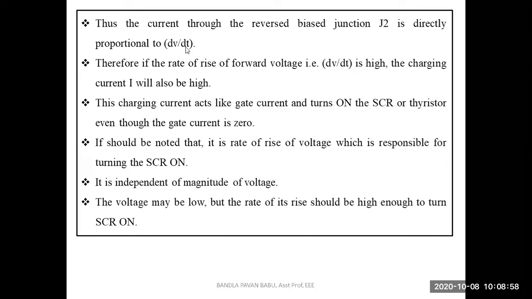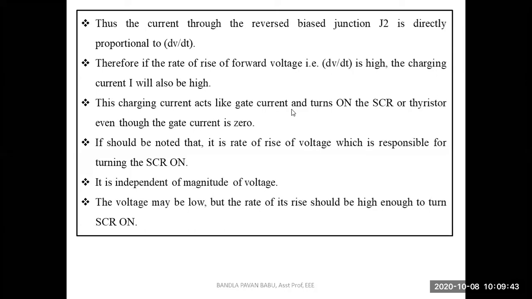So what is the blocking parameter here? Junction J2. Now I think you can get the relation. If I change the voltage, obviously the layer gets affected and the current will be allowed through this junction. Therefore, if the rate of rise of forward voltage, that is dV by dt, is high, the charging current I will also be high. This charging current acts like a gate current. So what we have to do is increase this rate of change of voltage with respect to time, so that the current will also be maximum.